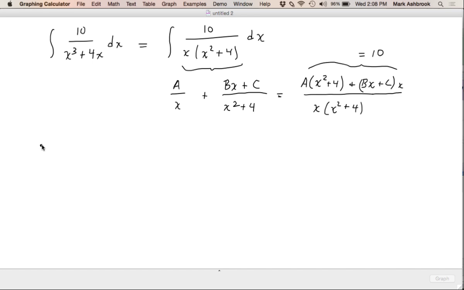So I'm going to go ahead. We were short on time, so I kind of streamlined this next part. I'll go a little slower this time. We're going to take that numerator and multiply out. So Ax squared plus 4A plus Bx squared plus Cx equals 10. All I did was multiply out the numerator, right? And actually, let's rewrite the 10 as, I dropped a penny.